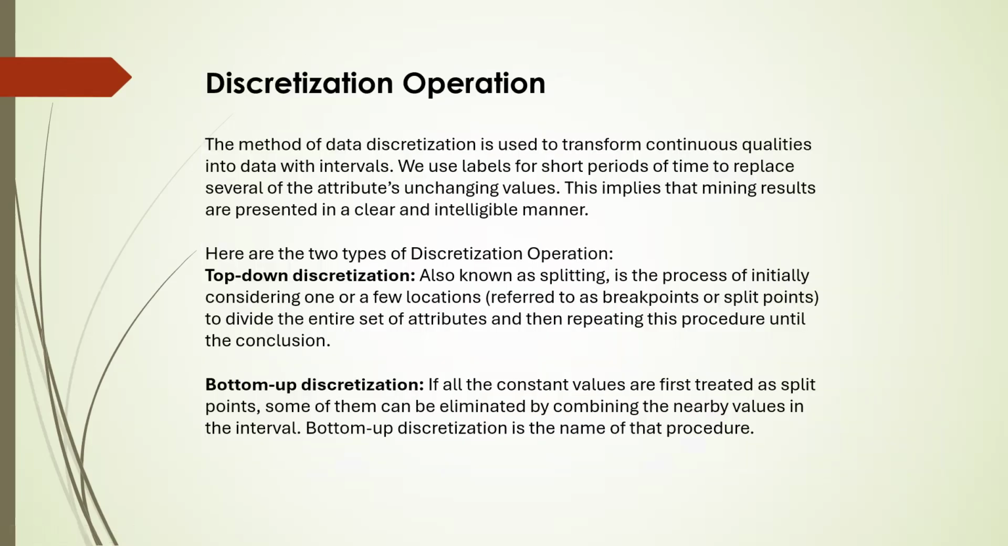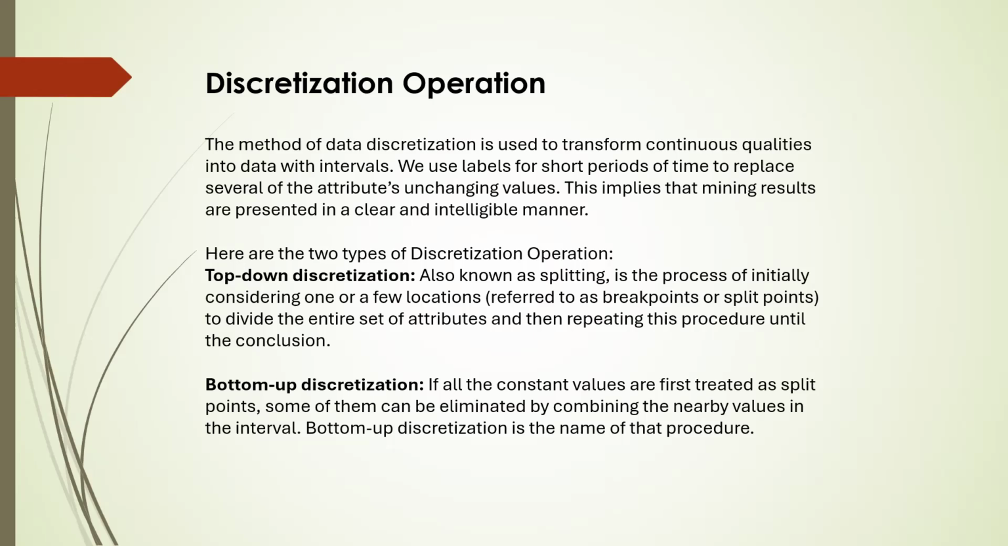And the other technique is the discretization operation. The method of data discretization is used to transform continuous attributes into data with intervals. We use labels for short periods of data time to replace several of the attribute's continuous values. This implies that mining results are presented in a clear and intelligible manner. There are two types of discretization operations. Discretization is nothing but dividing the given values into intervals based on the category, similar category, like single category.